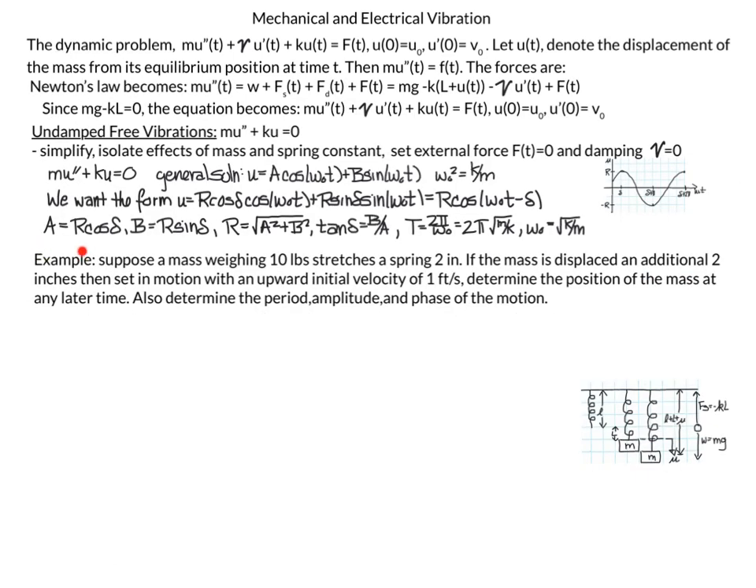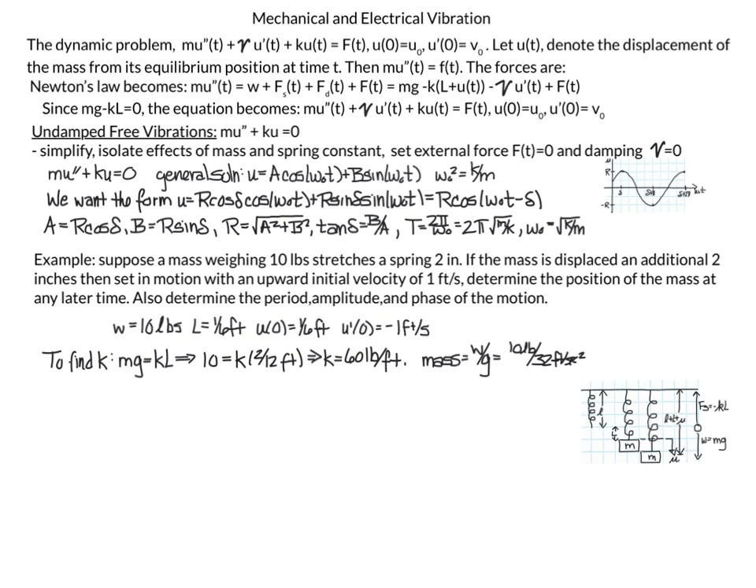And here's an example. Suppose a mass weighing 10 pounds stretches a spring 2 inches. If the mass is displaced by an additional 2 inches, then set in motion with an upward initial velocity of 1 foot per second, determine the position of the mass at any time later. Also determine the period, amplitude, and phase of the motion.